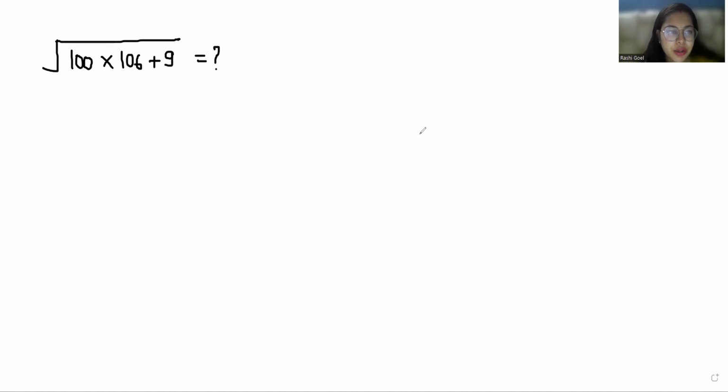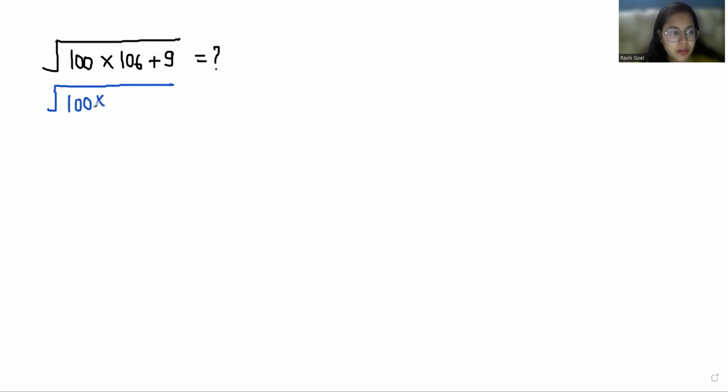My name is Rashi Goel and in this video we are going to solve the square root of 100 times 106 plus 9 is equal to what? Without using a calculator. So let's start with today's video solution. So, the square root of 100 times 106.